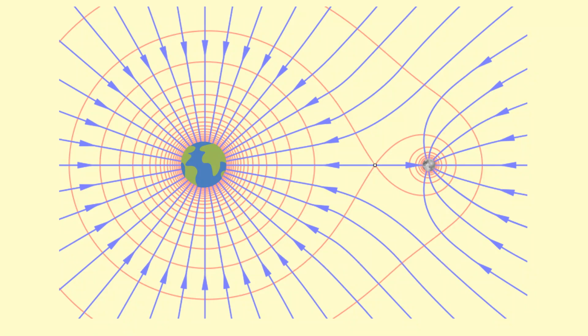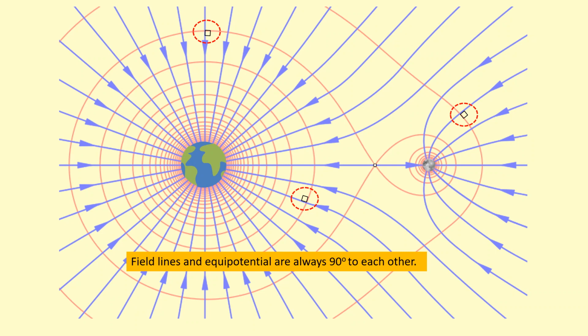Second thing to know is the relationship between the equipotentials and the field lines. For example, let's focus at this point here on the top. You can see the potential is at 90 degrees to the field lines. Let's look at another point. Again, it should be 90 degrees, the equipotentials and the field lines. Again, this point over here is 90 degrees. So whenever you're drawing an equipotential pattern or a field pattern, you need to make sure that the field lines and the equipotentials are always 90 degrees to each other.